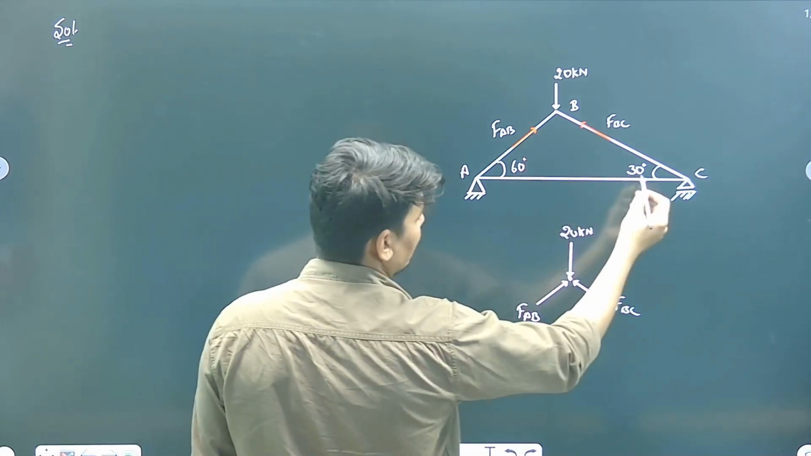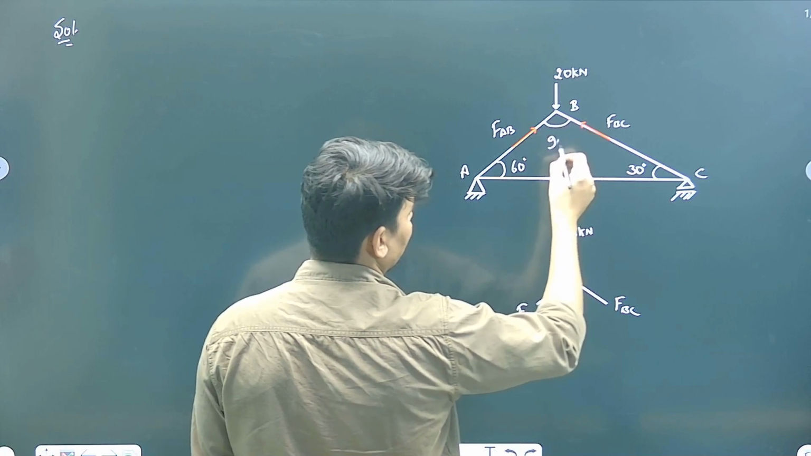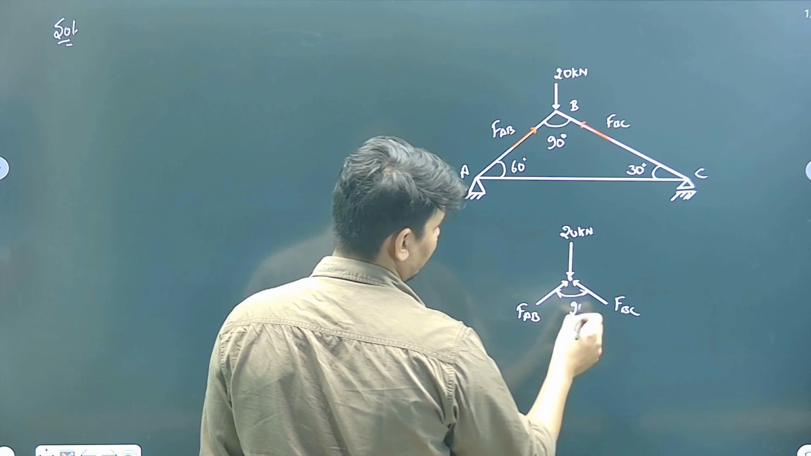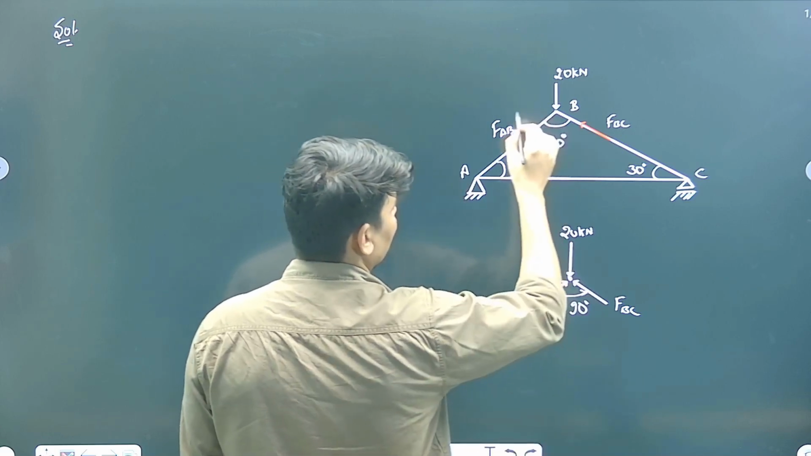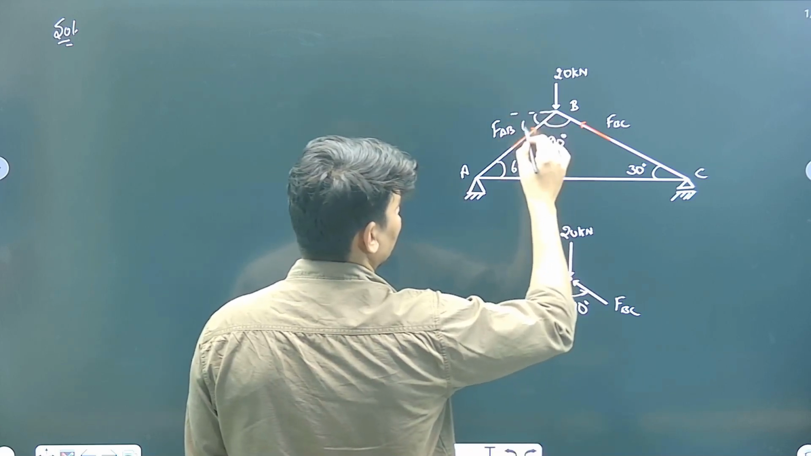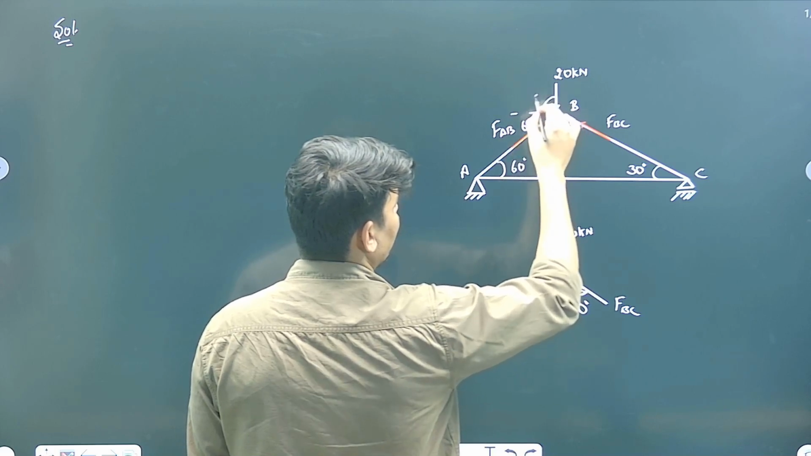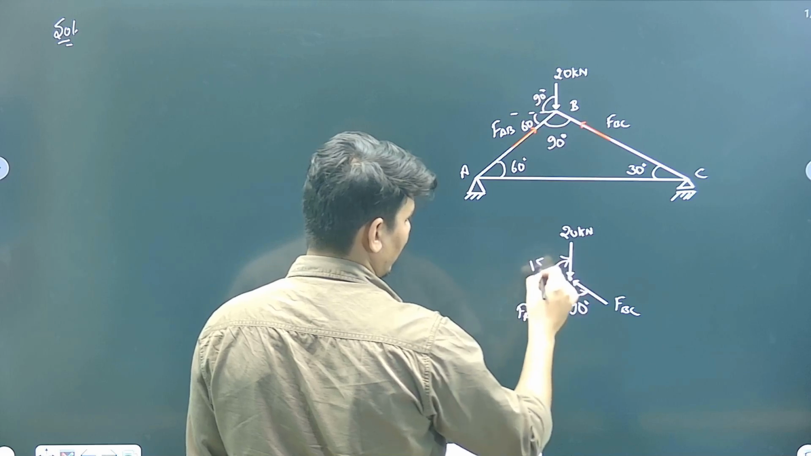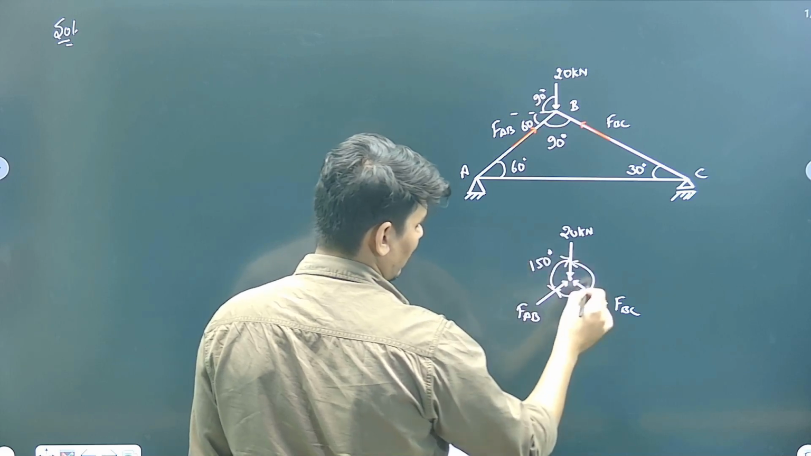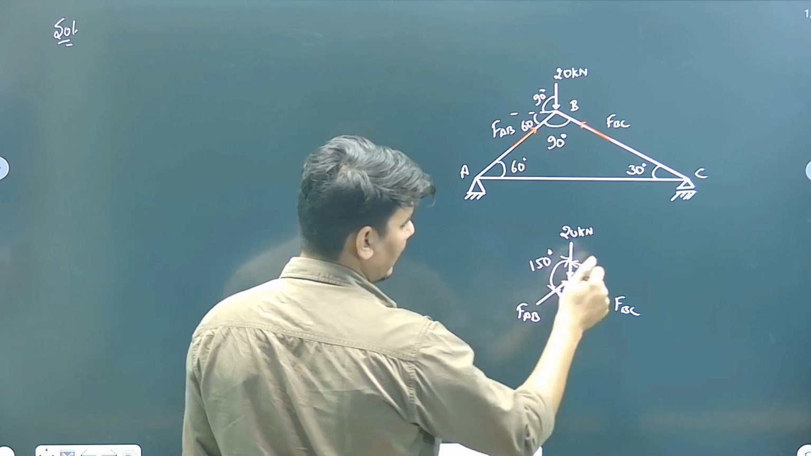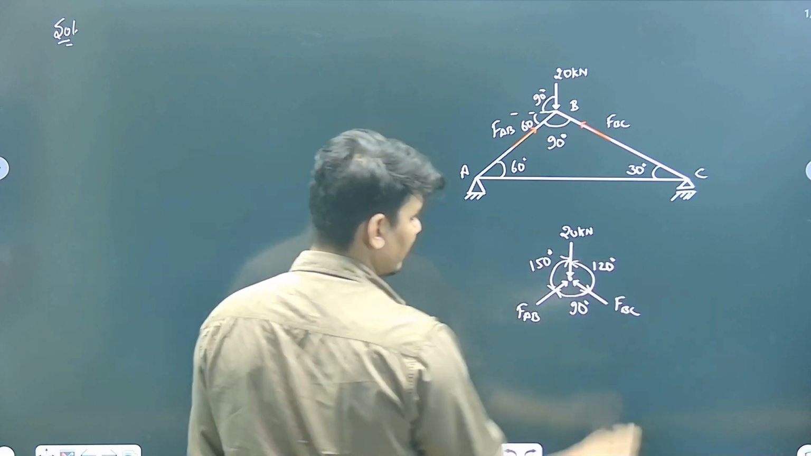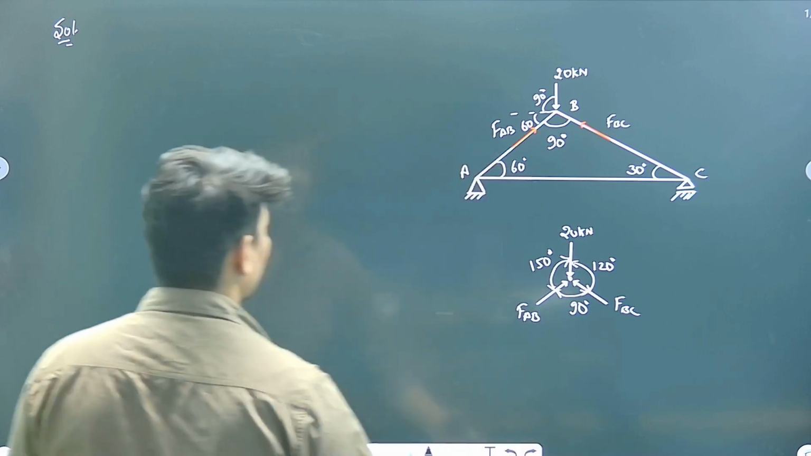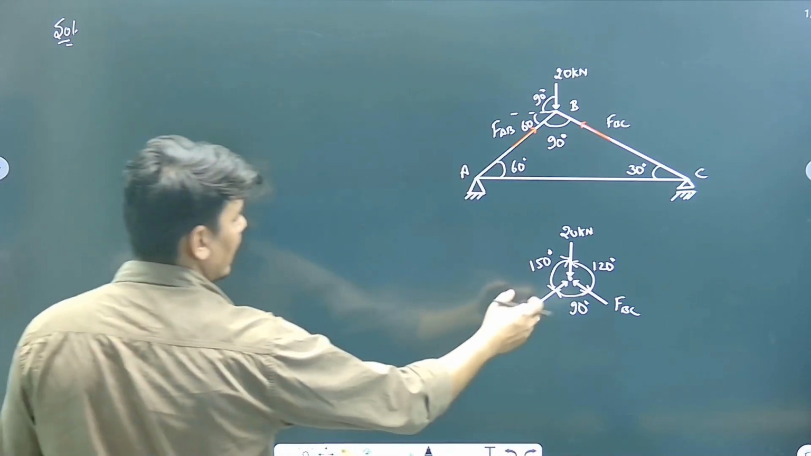So if this is 60, this is 30, this must be 90, right? This is the 90 degree. If this is 60, this must be 60, and this is 90. So this becomes 150 degree. Now 360 minus 150, 90, it becomes 120 degree. Okay. Now you can easily apply Lami's theorem to find the forces AB and BC.